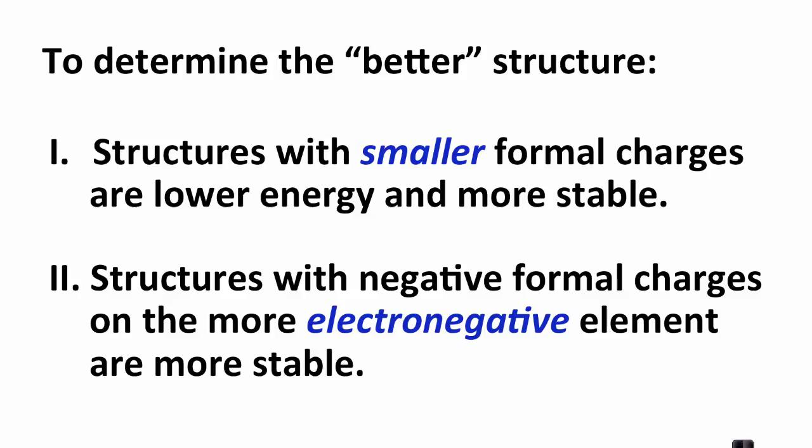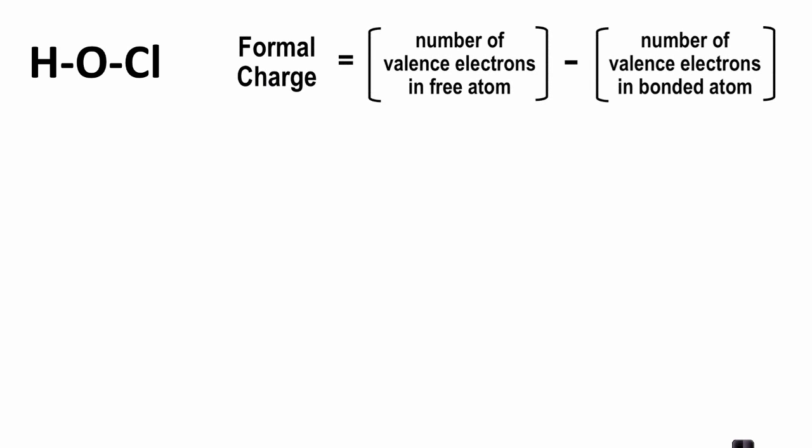And then if electrons don't have the normal number of electrons around them as they're used to, then it's better for an electronegative element, an element that likes electrons, to end up with negative charge around it than the reverse. So let's try this with our example of hypochlorous acid, and we'll remember the formula for calculating formal charge: number of valence electrons in free atom minus valence electrons in bonded atom.